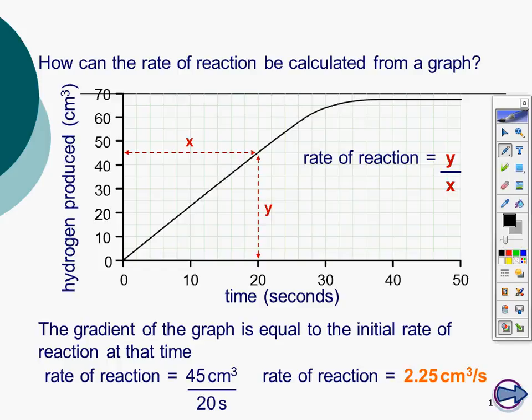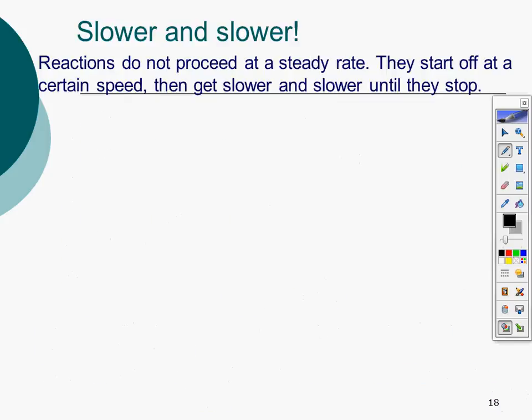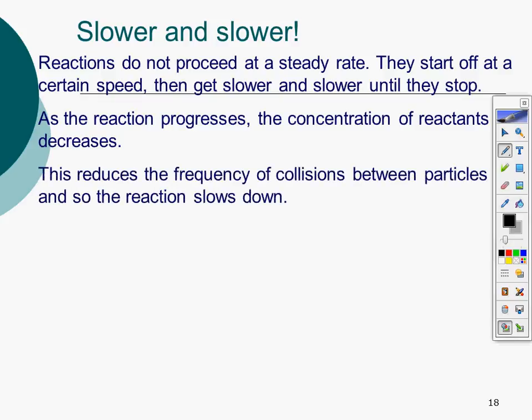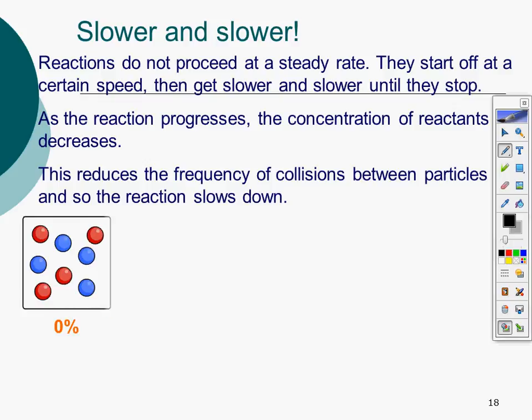Yes? Does it matter if we're on the line? No, it doesn't matter anywhere on the line. Reactions start off at a certain speed, then get slower and slower until they stop. That would be equivalent to the plateau on the graph, where the rate stays constant. As the reaction progresses, the concentration of reactant decreases. This reduces the frequency of collisions between particles, and so the reaction slows down.